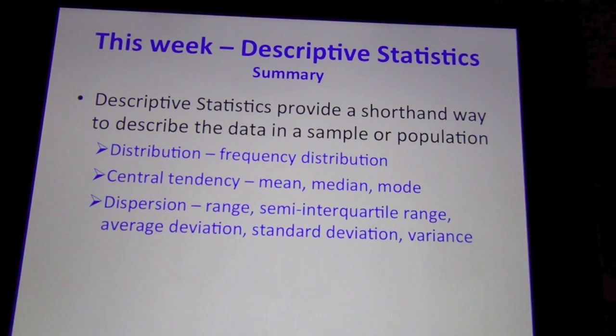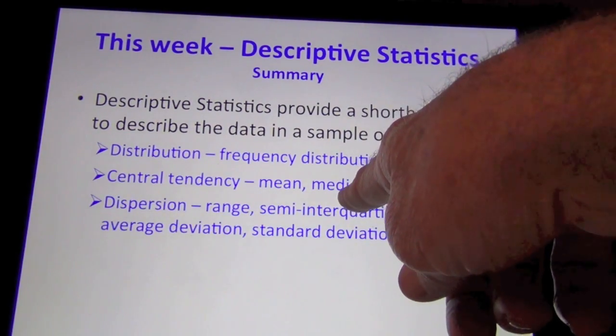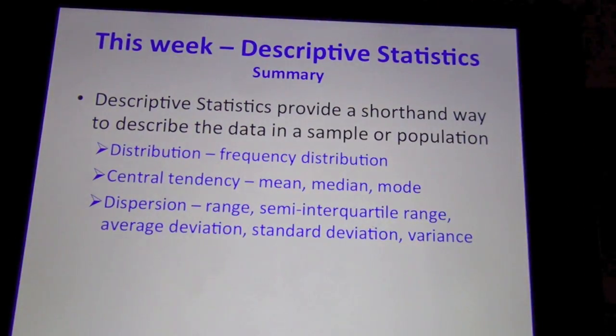So let's pull out of it a little bit and try to summarize. Really, what we're talking about with descriptive statistics is a shorthand way to describe the data in a sample or a population. They're either frequency distributions, some measure of central tendency, and or some measure of dispersion. Quite often they're paired together.